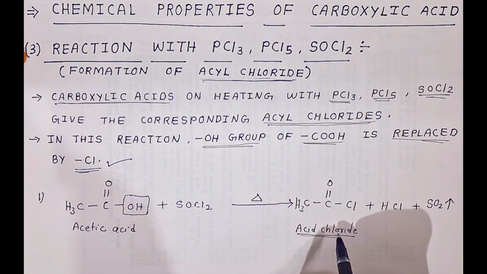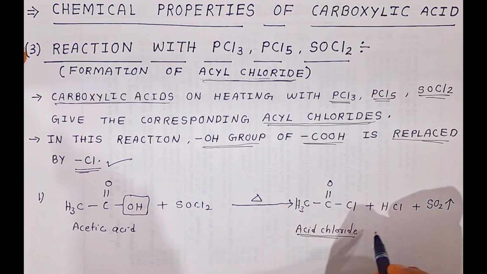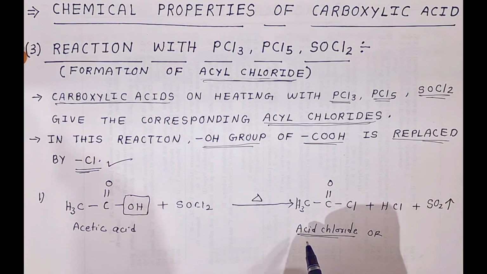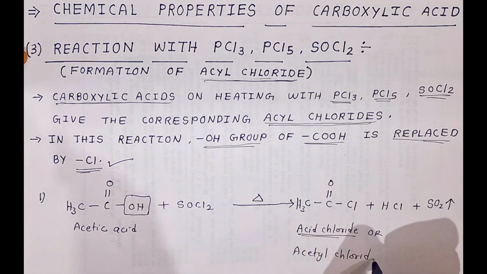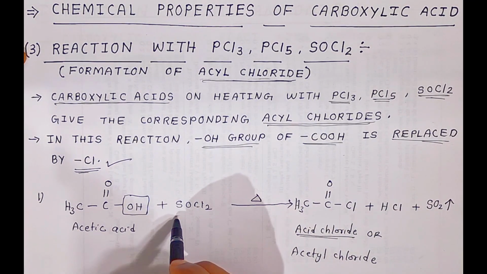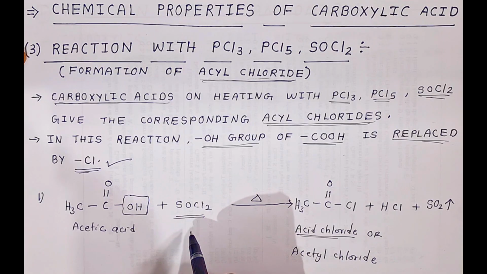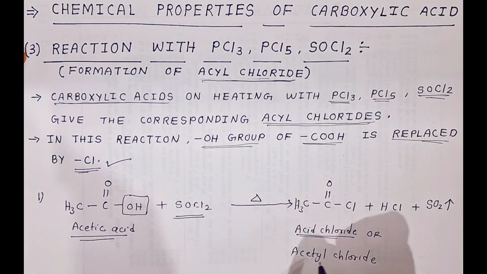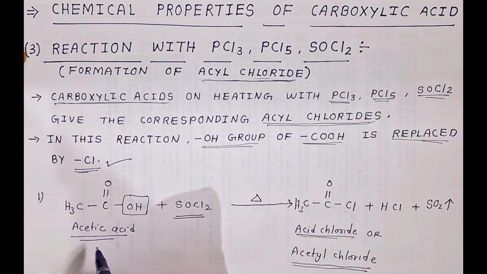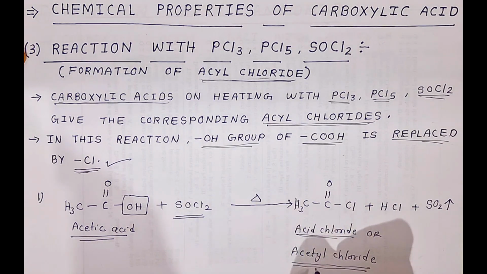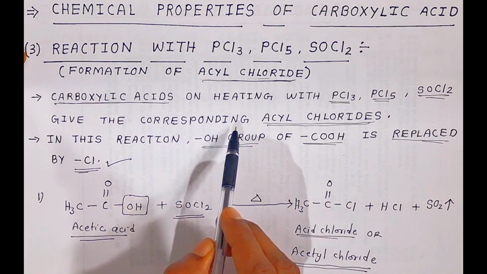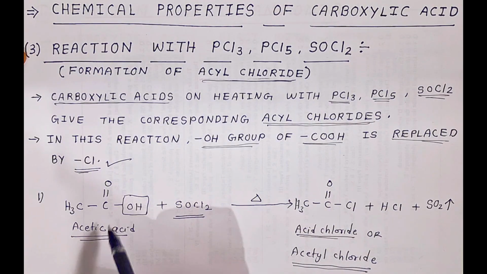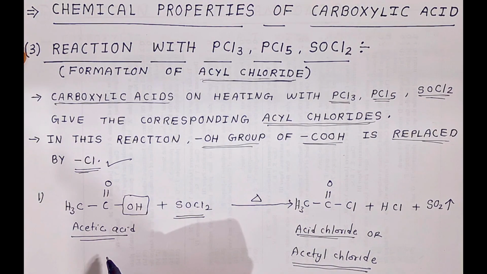Because we have taken acetic acid, this acid chloride is also called acetyl chloride. In examination sometimes they will ask the action of thionyl chloride on acetic acid, so it will always give you acetyl chloride, mind that. If you are taking acetic acid, you will get acetyl chloride. That is why it is called the corresponding acyl chloride, depending upon which type of carboxylic acid you have taken.